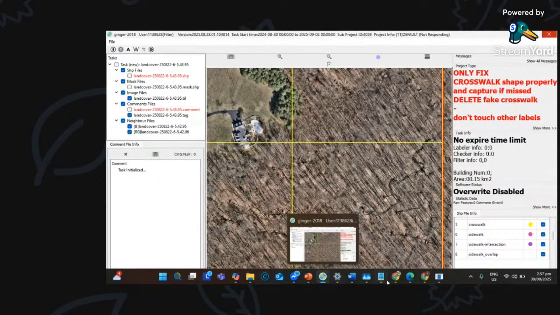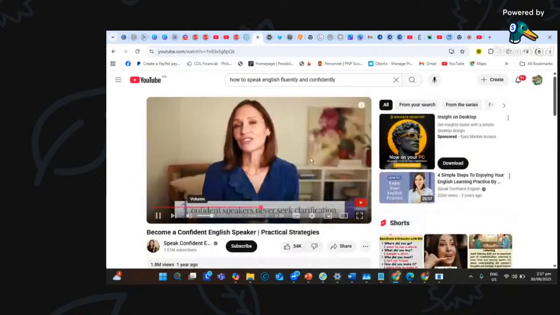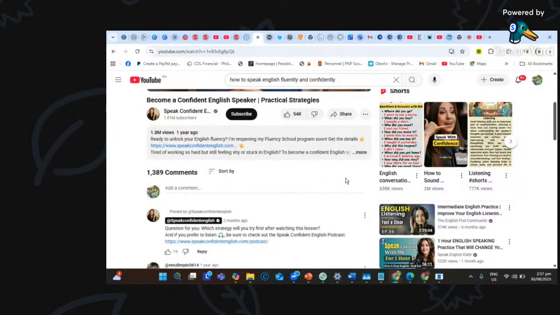Myth number 3 is confident speakers never seek clarification. In fact, you might worry that by asking others to clarify what they've said, it's showing.